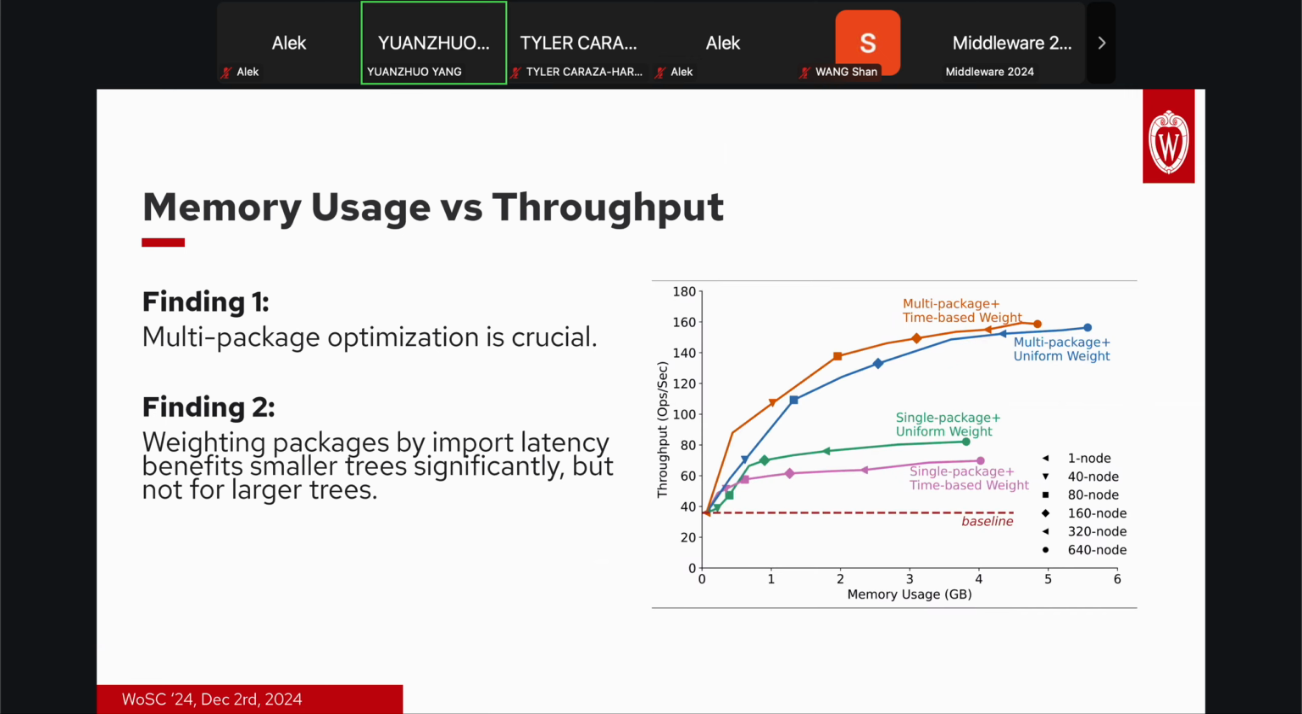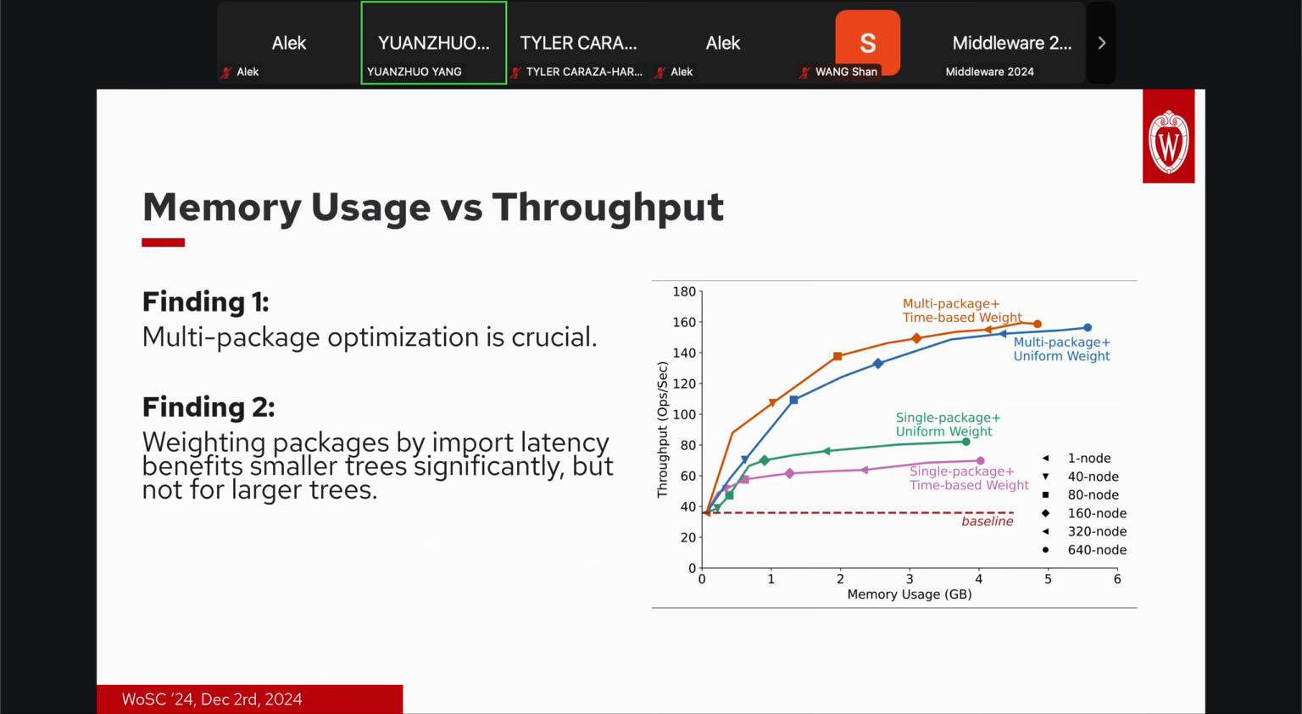First plot is about memory usage and throughput. In this plot, the x-axis is memory usage and the y-axis is throughput. Different colors of lines represent different tree construction variants. The different marker shapes represent different tree sizes. We have 2 major findings.